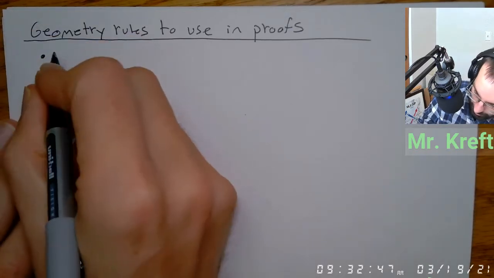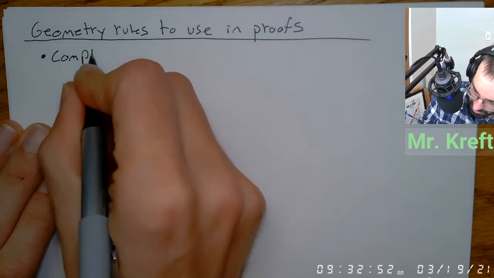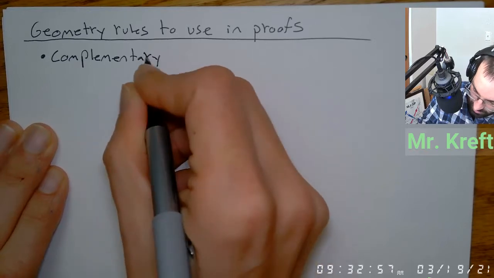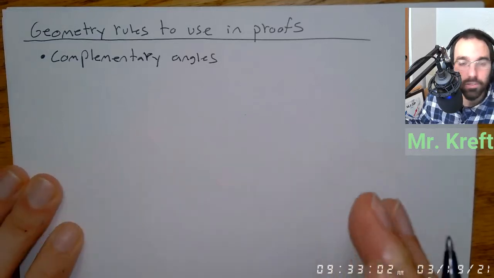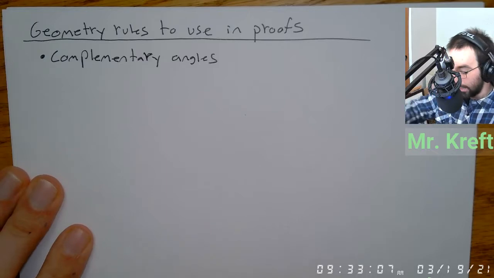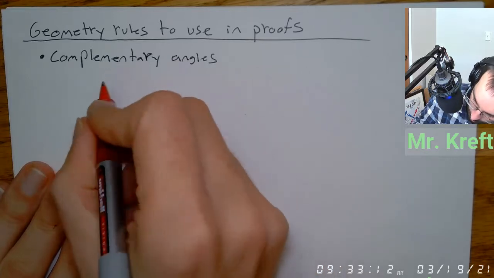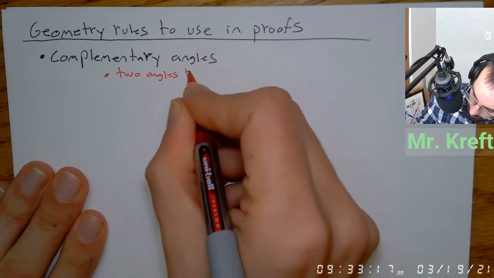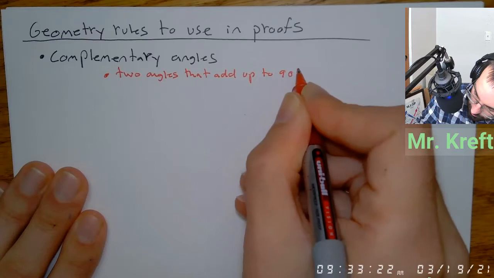Okay, so the first one we have is complementary. That was punny. So complementary angles. Now, if you had me as, well, we'll talk about that in a little bit. There's an easy way to remember complementary angles that I teach my students. I don't know if your teacher told you. So complementary angles. So all that is two angles that add up to 90 degrees.